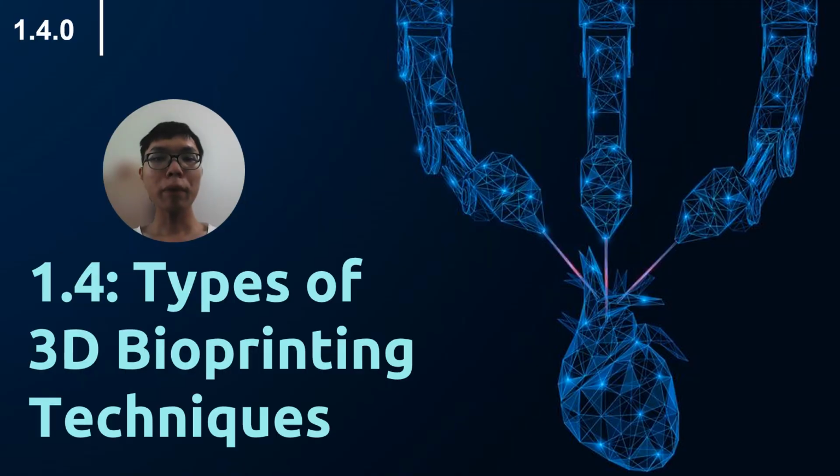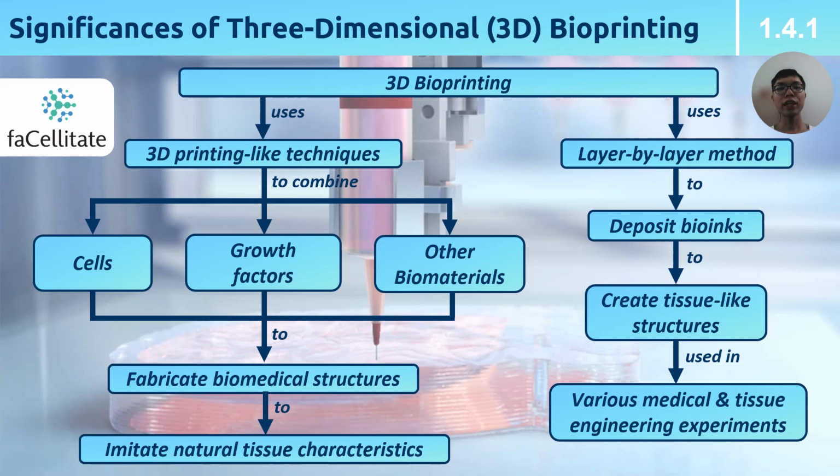In section 1.4, I will be explaining the types of 3D bioprinting techniques. The significance of three-dimensional or 3D bioprinting is that it uses 3D printing-like techniques to combine cells, growth factors, and other biomaterials to fabricate biomedical structures that imitate natural tissue characteristics. In addition, it uses layer-by-layer methods to deposit bioinks to create tissue-like structures, which will then be used in various medical and tissue engineering experiments.